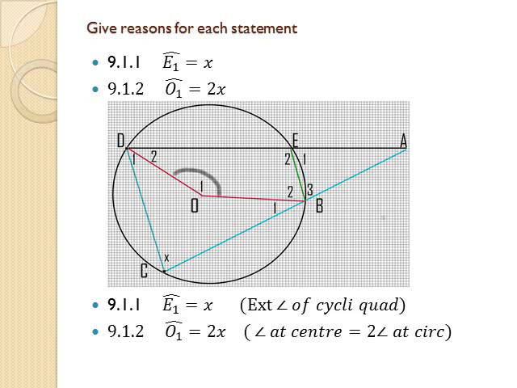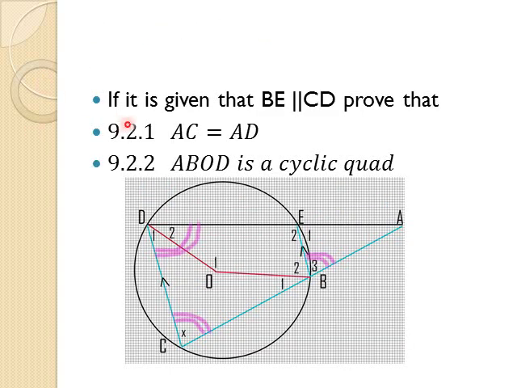Right, now let's look at the next problem. Now they say it's given that BE is parallel to CD, so BE there is parallel to CD, prove that AC, that line there in blue, is equal to AD. At the same time, they want me to prove that ABOD is a cyclic quad.